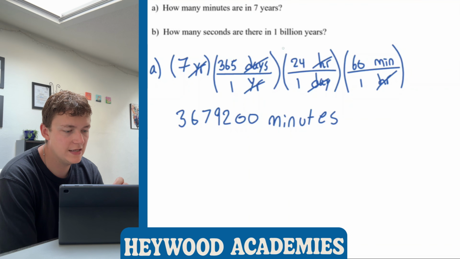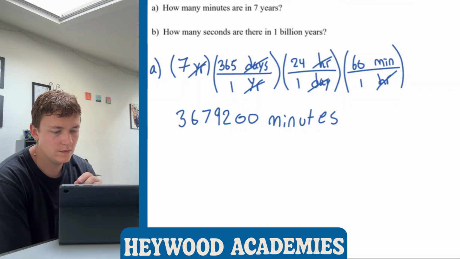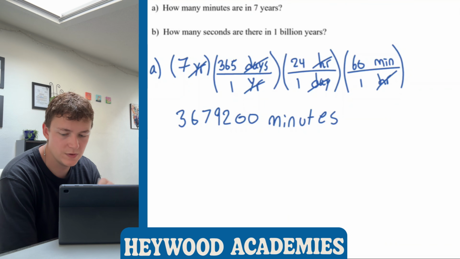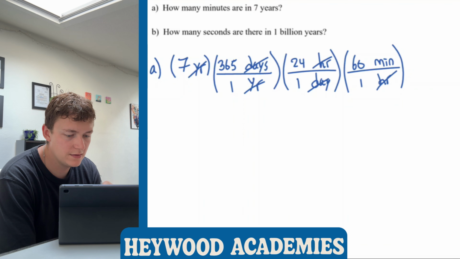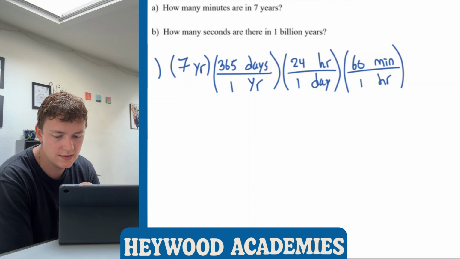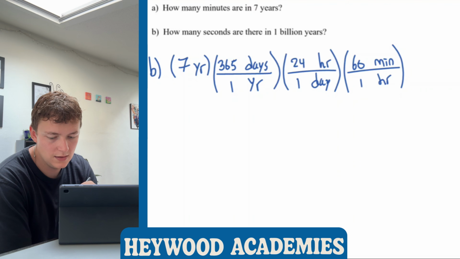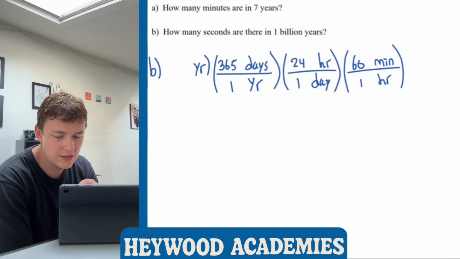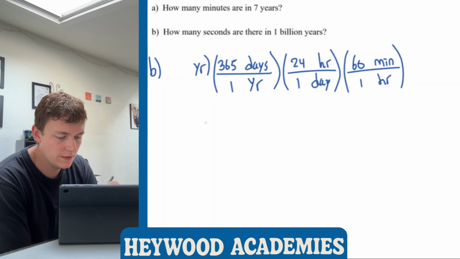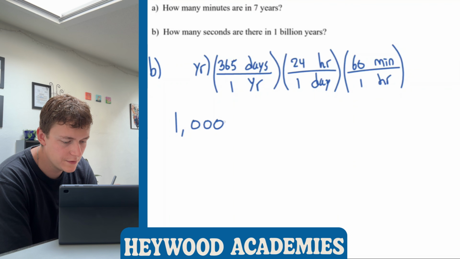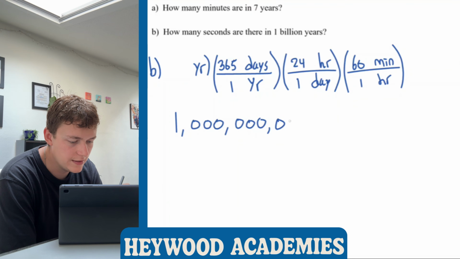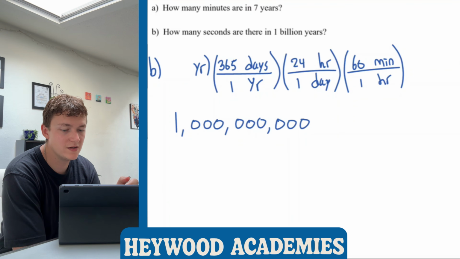How many seconds are there in a billion years? We're actually going to reuse most of what we just did here, so let me just modify this a little bit. Let's just go back and edit this. Let's change this to question B. Instead of 7 years, we need a billion. So let's write out a billion here first of all. So a billion, it's going to be 1, then 0, 0, 0 for our millions, 0, 0, 0 for our thousands, and then 0, 0, 0. So that's what our number is going to look like for a billion.